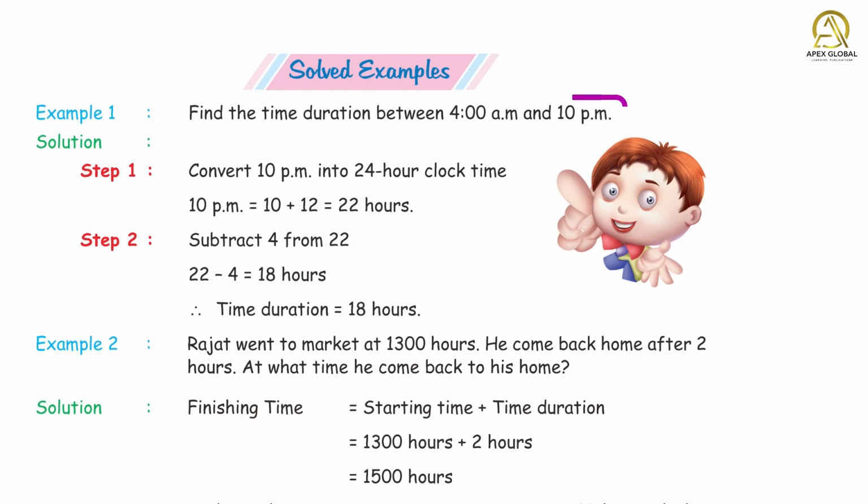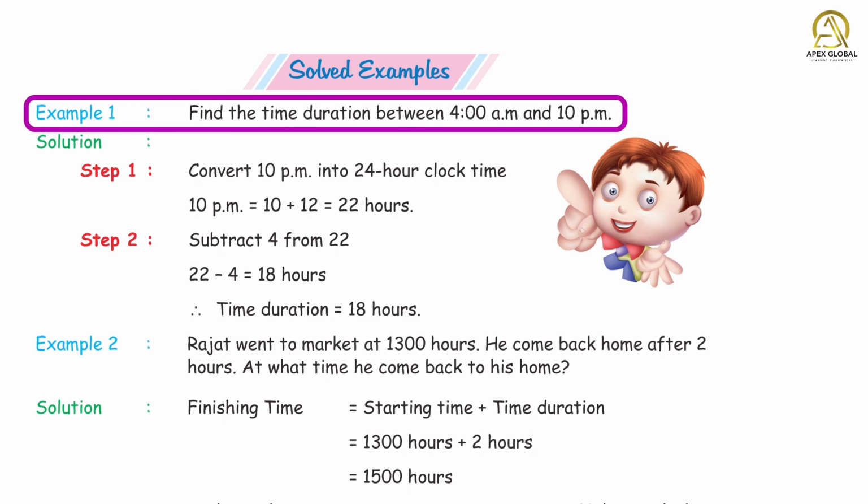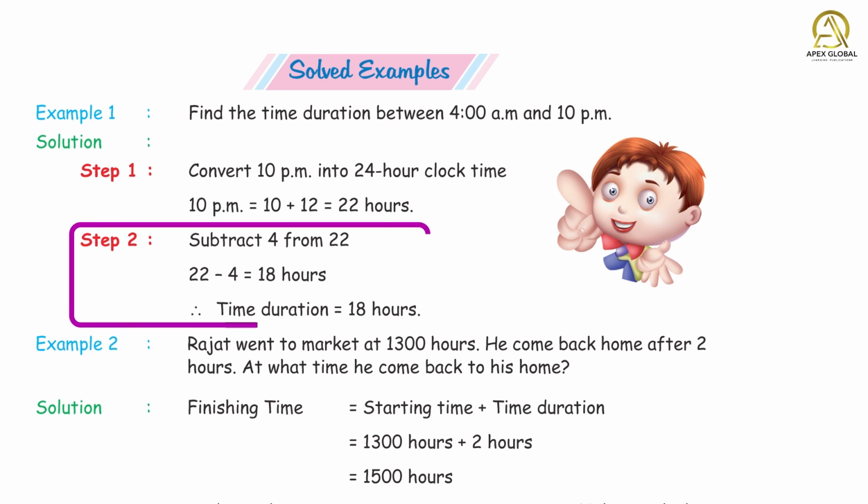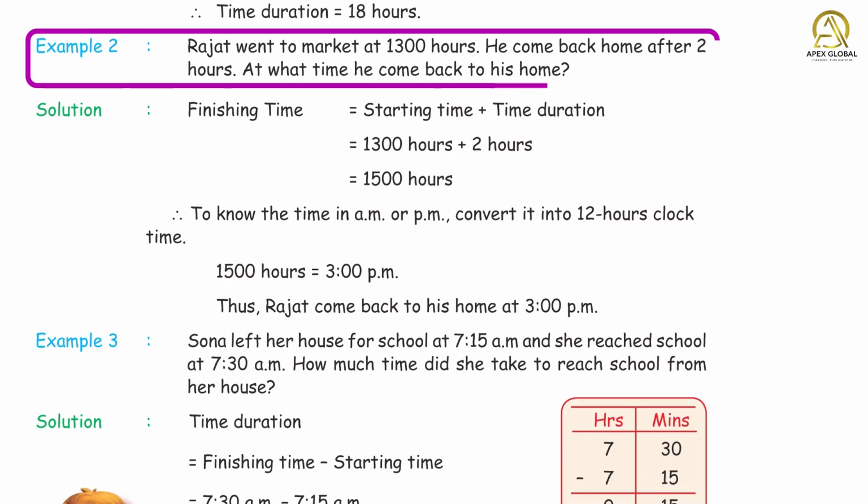Solved example. Example 1. Find the time duration between 4 a.m. and 10 p.m. Solution: Step 1. Convert 10 p.m. into 24-hour clock time. 10 plus 12 equals 22 hours. Step 2. Subtract 4 from 22. 22 minus 4 equals 18 hours. Time duration: 18 hours.